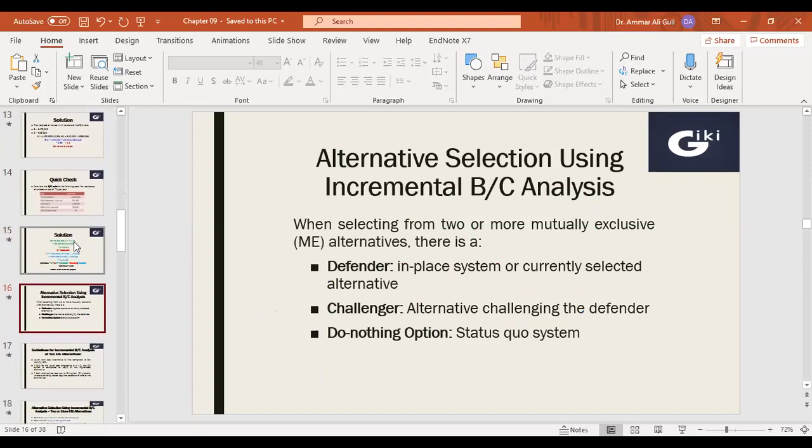Now, the next topic that we're going to discuss today is how to select an alternative using incremental benefit cost analysis, or how to select an alternative when we have two or more than two alternatives available. The technique to compare two mutually exclusive alternatives using benefit cost analysis is virtually the same as that for incremental rate of return analysis we used in chapter 8.